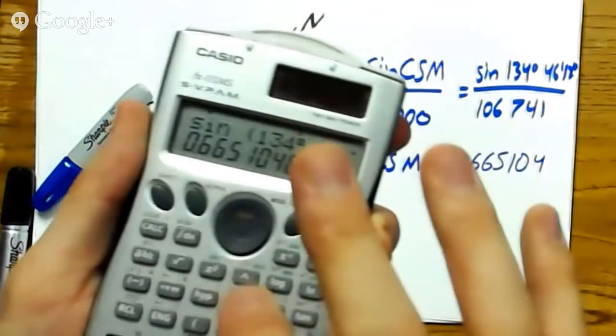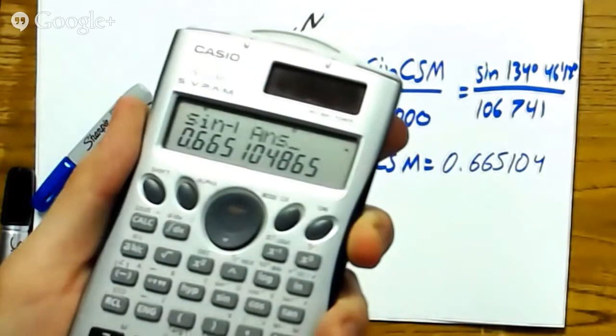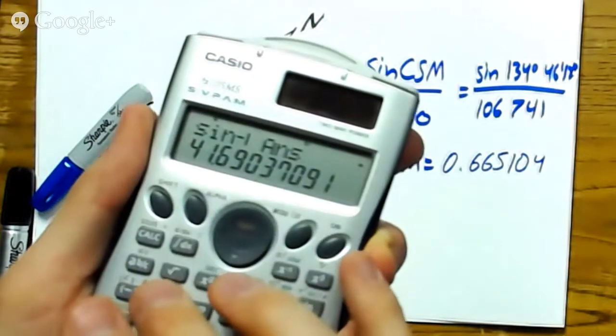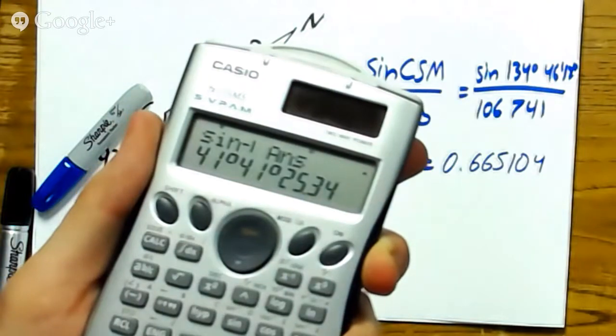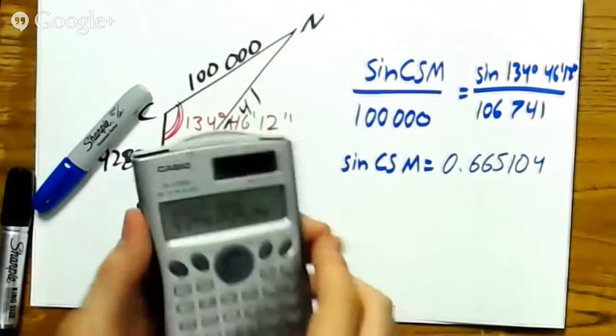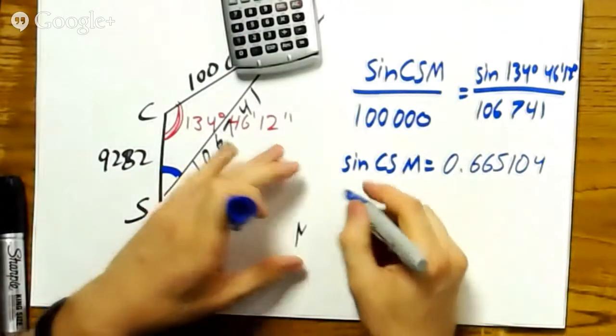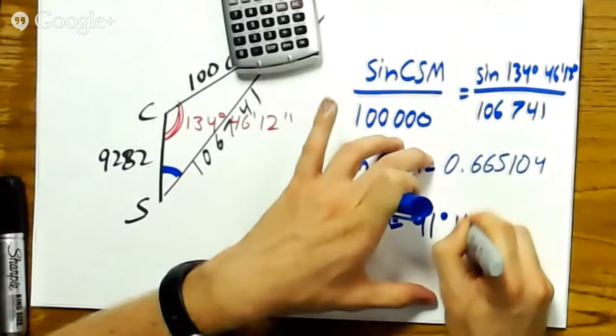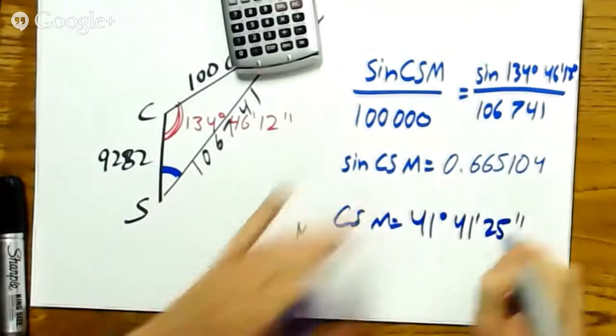So then I push my inverse sine of the answer. Get that many degrees. Push my degree minute second. So 41, 41, 25. That's basically what I got. We're like 1 second off.